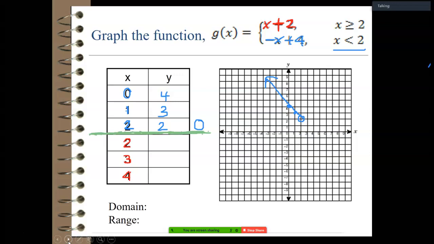The upper equation is x plus 2. So 2 plus 2 is 4. 3 plus 2 is 5. 4 plus 2 is 6. At 2, 4, it is a closed point because it's x greater than or equal to 2. So I plot the point 2, 4, 3, 5, 4, 6, and that line continues infinitely upward.